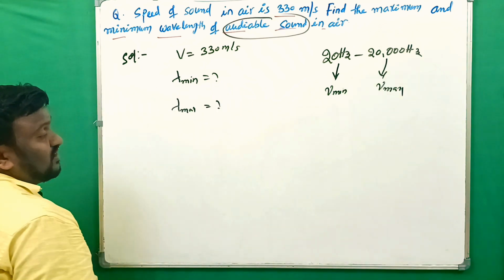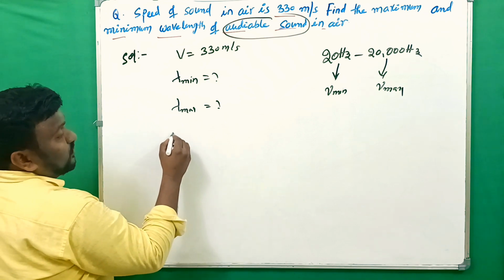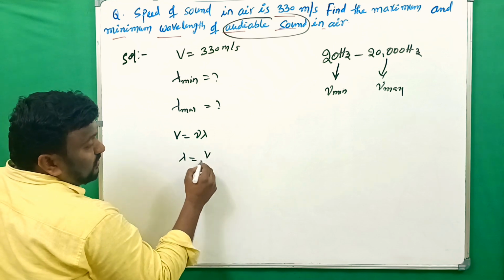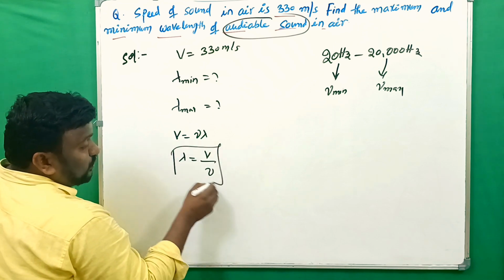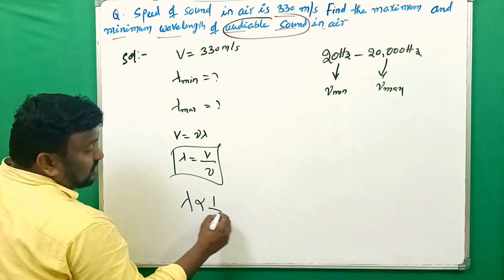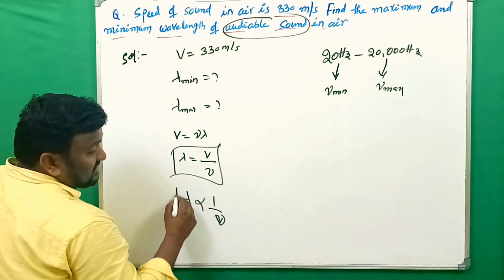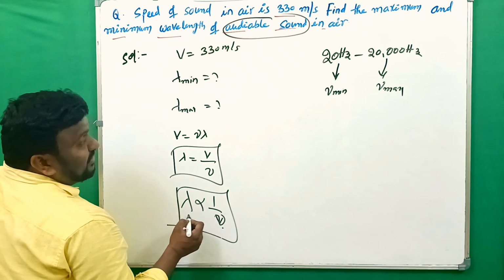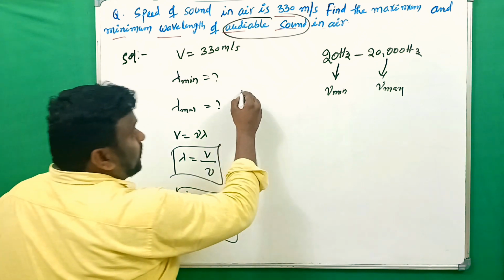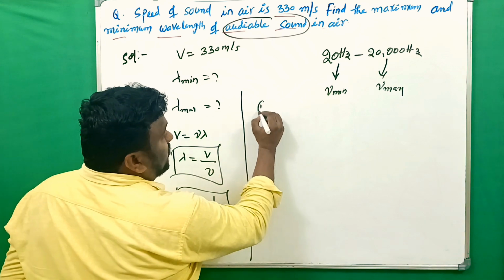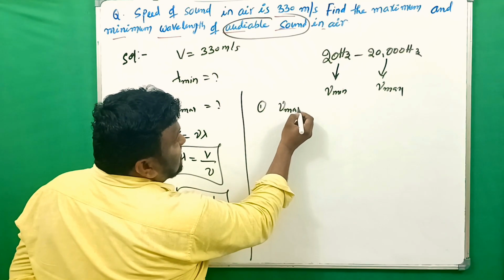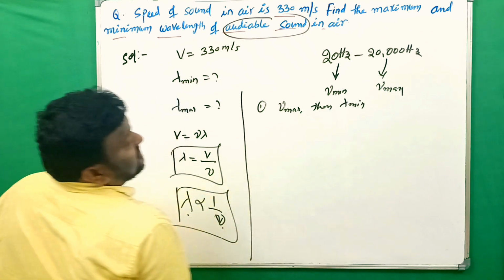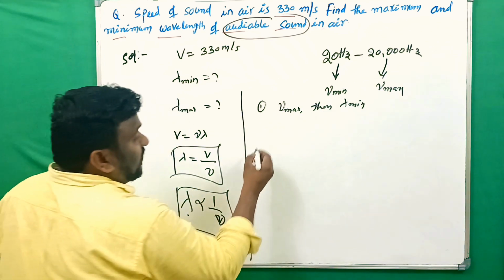Already we discussed that V = νλ and λ = V/ν. So λ is proportional to 1/ν, inversely proportional. When ν is maximum, λ is minimum. That's why we can write the formula.